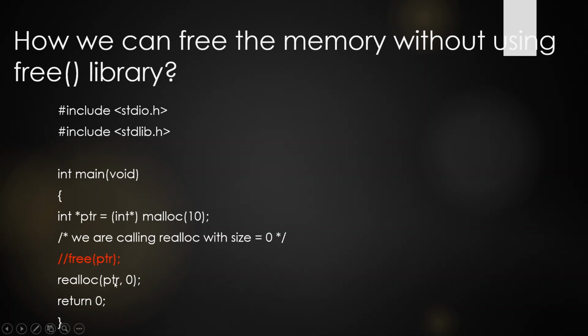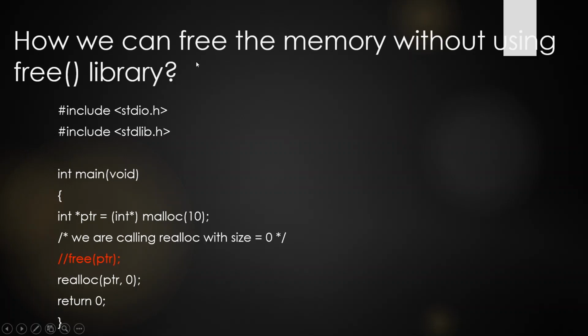In that way, instead of giving a new size here, I am giving a new size of 0 in the realloc library function. It means we are deallocating the memory which we created by using malloc of 10 bytes. We created a dynamic memory of 10 bytes, and we are resizing to 0. It means the memory was destroyed here, deallocated. Without using the free library function, we achieved this functionality by using realloc.